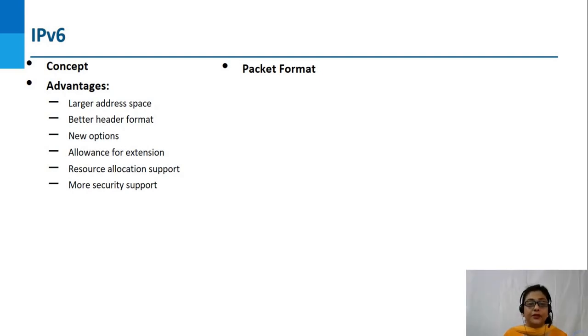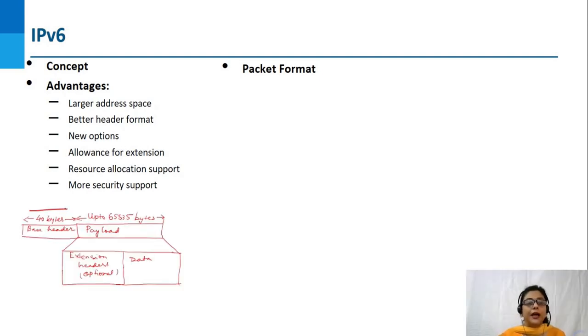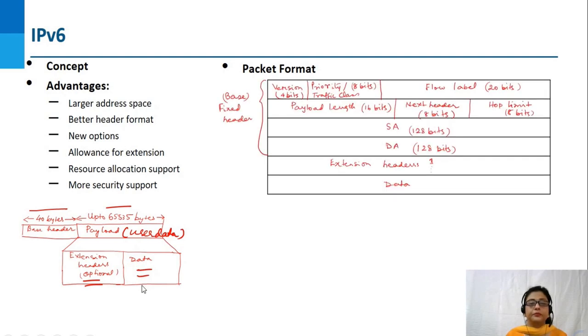Let us now look at the packet format. There is a 40 bytes base header followed by the payload or the user data consisting of up to 65535 bytes. Now in the payload we again have the extension header, which is optional, followed by the data part. This is the format for the packet, and we can see here it starts again with the version field of 4 bits. Then there is a priority or traffic class field having 8 bits, followed by 20 bits of flow label. Next we have the payload length of 16 bits followed by the next header of 8 bits.